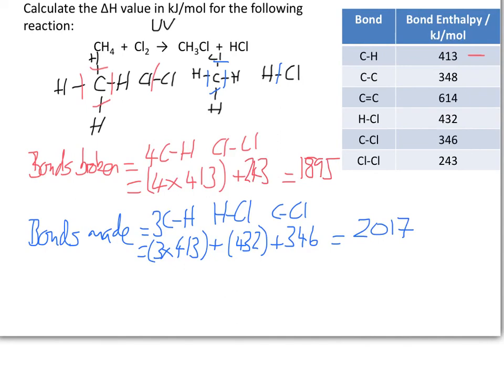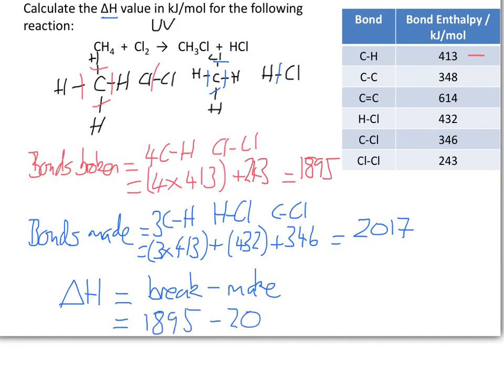Now, they're asking us for the delta H. So the overall change, okay, you remember the order in which we do the reaction. So bonds get broken first, then they get made. So we have delta H equals break up minus make up. So 1895 minus 2017, and that comes to minus 122 kilojoules per mole. Or you could write kJ mol to the minus 1. And that's your final answer.